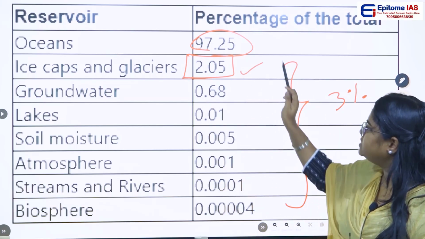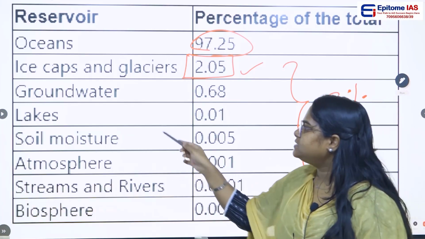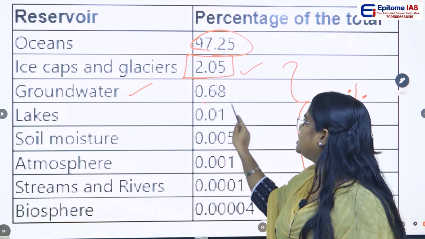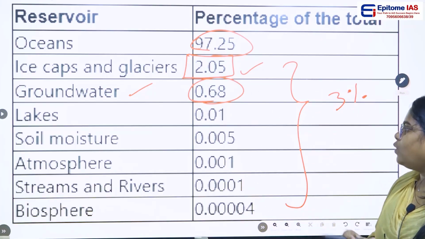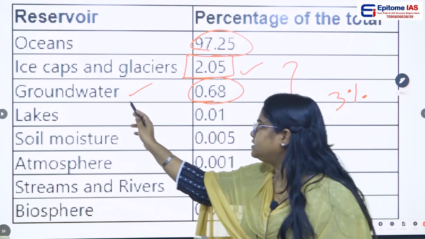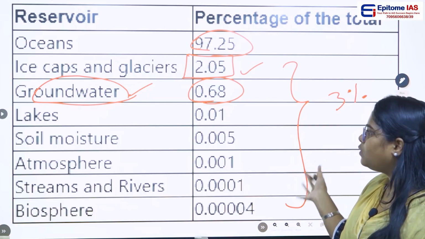So this is the largest component of the fresh water. The second largest is the groundwater, which contains 0.68% of the waters. So the second component is groundwater. So the correct answer would be the groundwater.